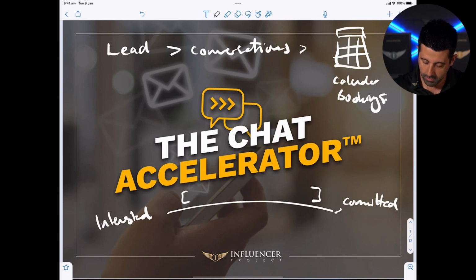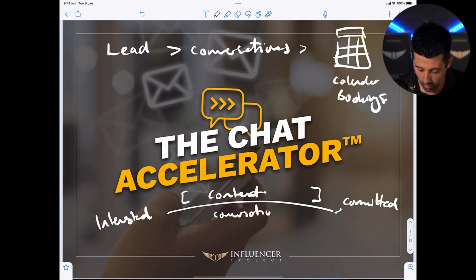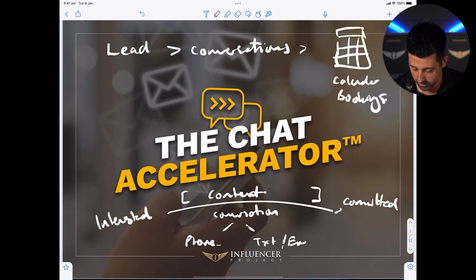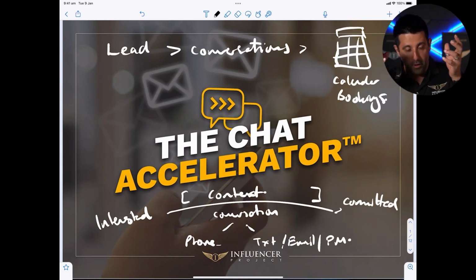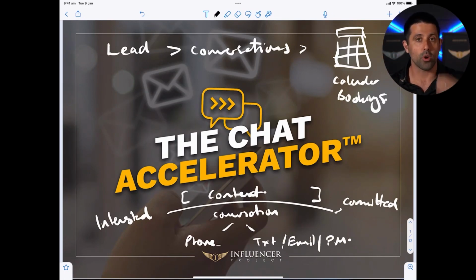The thing in the middle that people are looking for is some sort of context for your offer. So what we need to do to get context at some point is we need to have a conversation. Now, a conversation can happen by phone, or a conversation can happen via text, email, or private message. And whenever you have a lead gen strategy, often what we want to do from top of the funnel is bring people down into a conversation so we can get to know them.